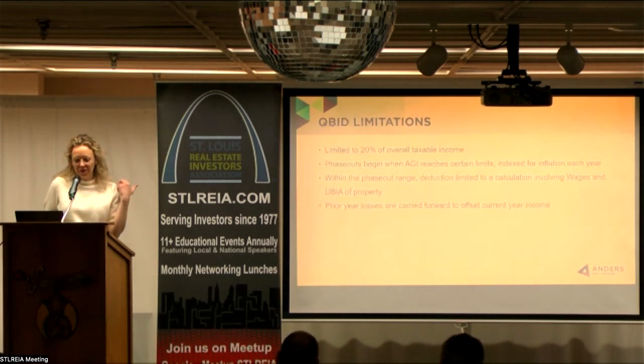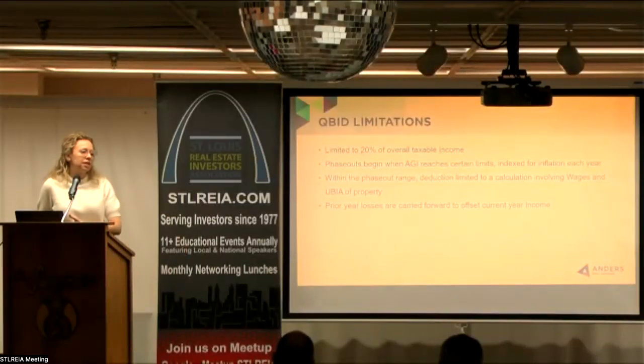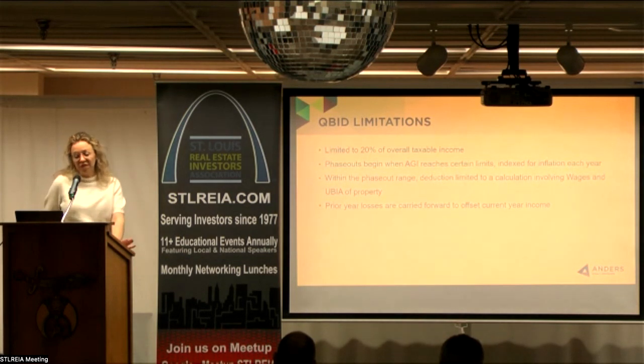And then, of course, there are limitations. The 20% deduction is limited to 20% of your overall taxable income. So that's after factoring in all of your standard or itemized deductions, all of your other sources of income, things like that. And then, of course, there's a phase out, and it depends on your filing status, and it's indexed for inflation every year. And then once you hit that phase out range, there might be other things that you have to look at with calculating this deduction, any wages paid, or the basis of your property. Those are all gonna come into play with regards to this 20% deduction.